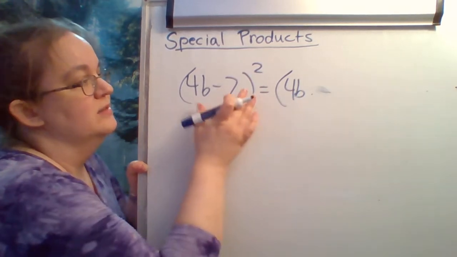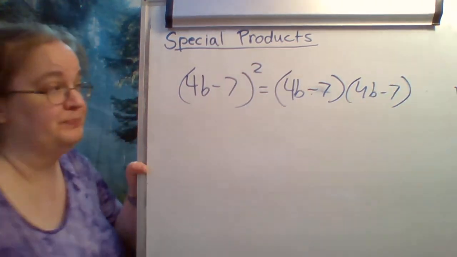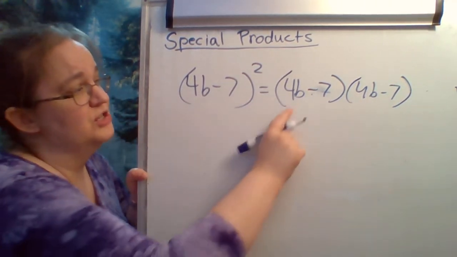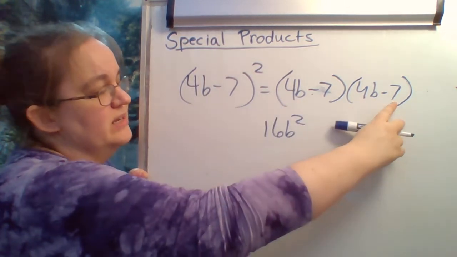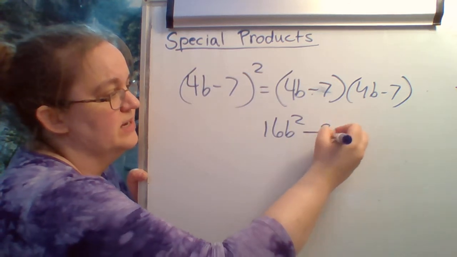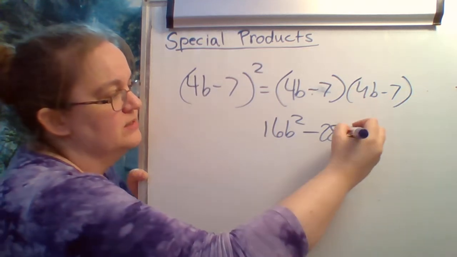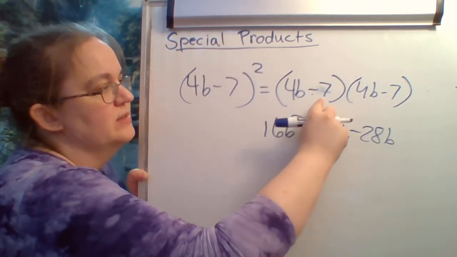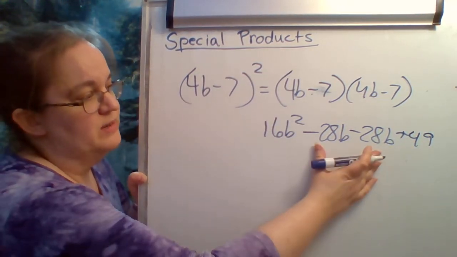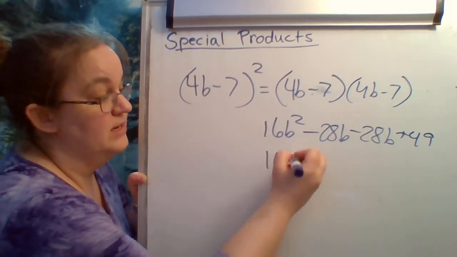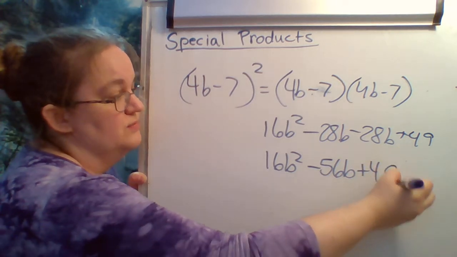Okay, so again, this means 4b minus 7 times 4b minus 7. If I use my double distribution, 4b times 4b is 16b squared. 4b times minus 7 is negative 28b. Negative 7 times 4b, now I'm distributing the second term, is negative 28b. And then negative times a negative is a positive 49. Okay, I'm combining my middle terms. They're not canceling because they're both negative. And I get negative 56b plus 49.